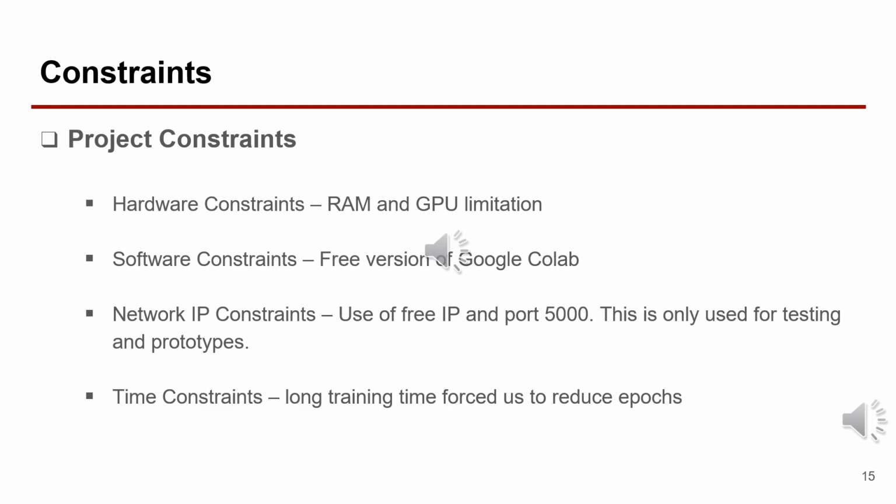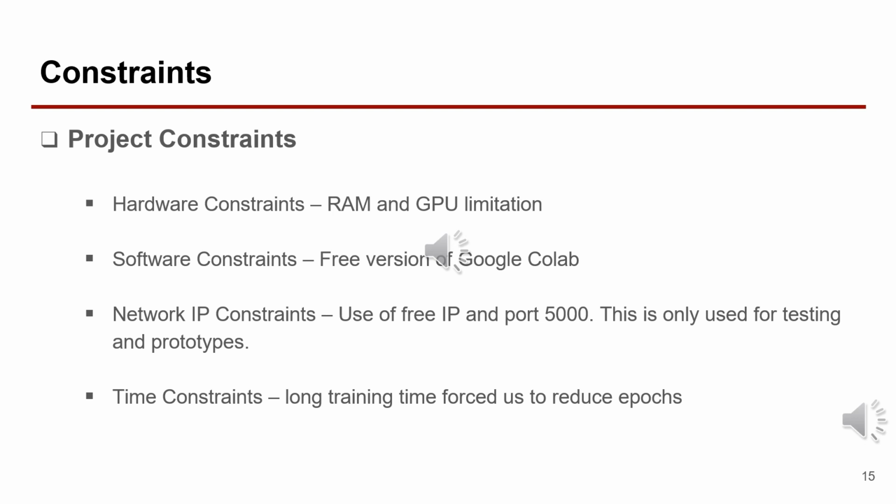Some of the project constraints that we faced were hardware constraints, which were RAM and GPU limitation, and a software constraint, which was that we were using a free version of Google Colab. Google Colab only provides a limited amount of RAM and GPU. The network IP constraint was that we were using a free IP and free port 5000. It was only used for testing and prototypes, but Google does not allow these network IPs. That's why we had to use ngrok for this purpose.